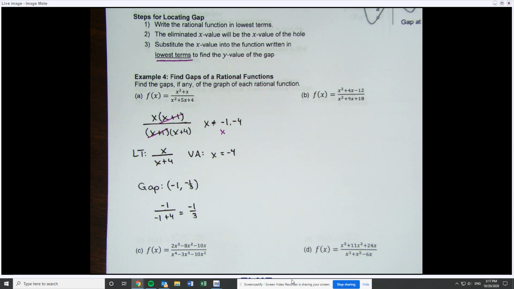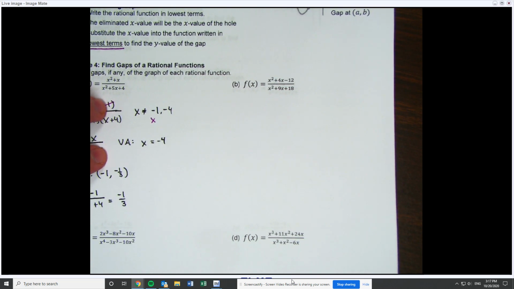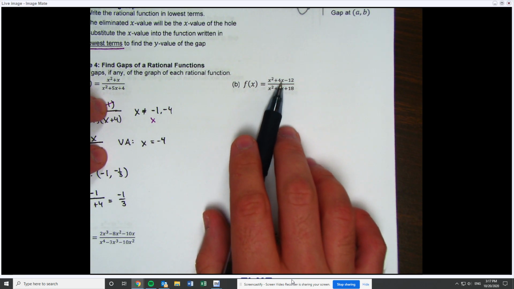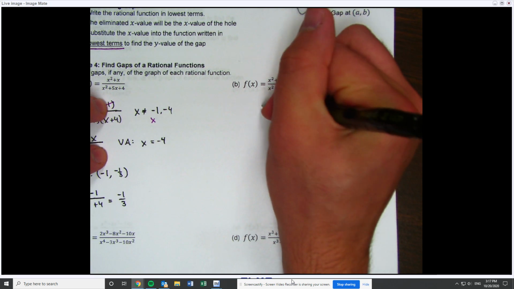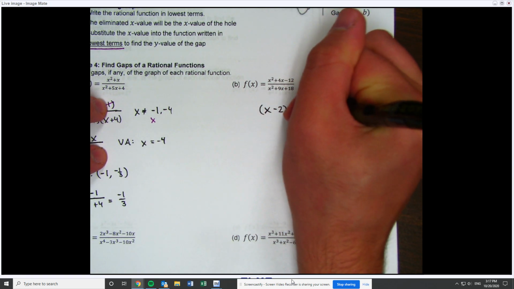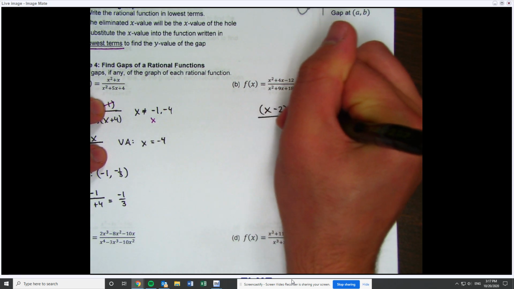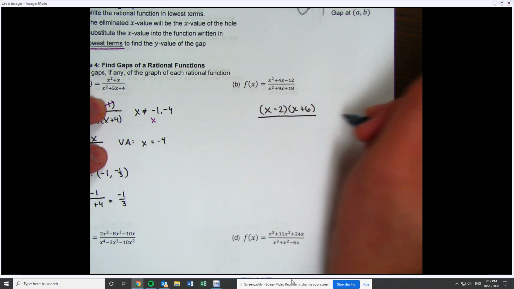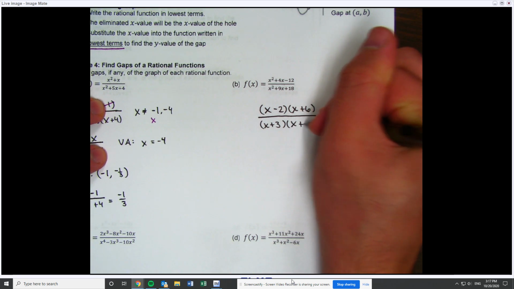All right, so if you're already great after that one, feel free to skip ahead. If not, I have some more examples for you to help shore you up. So looking at this next one, I need to start by factoring. I can use the ABC method on both the top and the bottom. For the top, the numbers that I wind up needing to use are going to be -2 and +6. For my denominator, the numbers I need are +3 and +6.